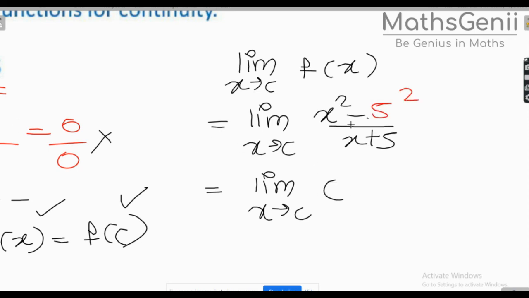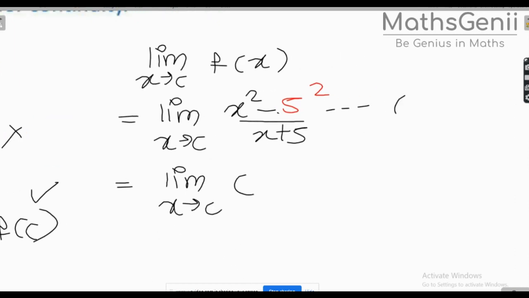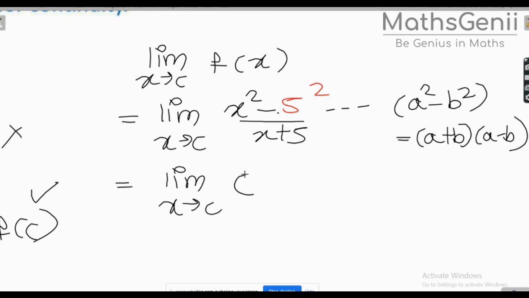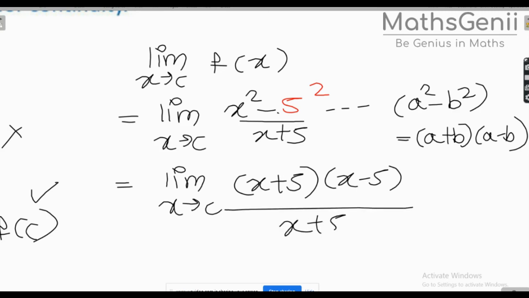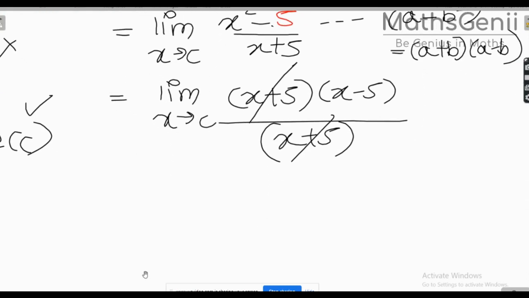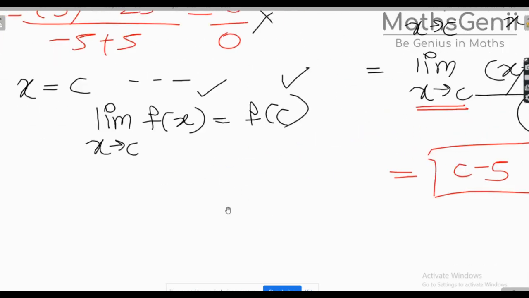So now this looks like what formula? 8th standard mathematics. A square minus b square is equal to a plus b, a minus b. So a plus b, a minus b upon x plus 5. So x plus 5 gets cancelled out. Now in order to remove this limit, I'll have to substitute. So in place of x, what will I substitute? C. So c minus 5 is my right hand side of this question.